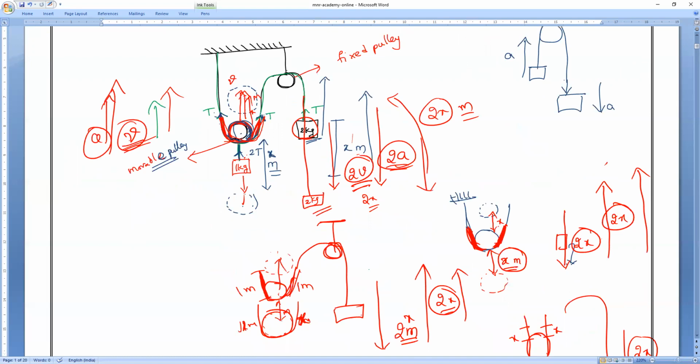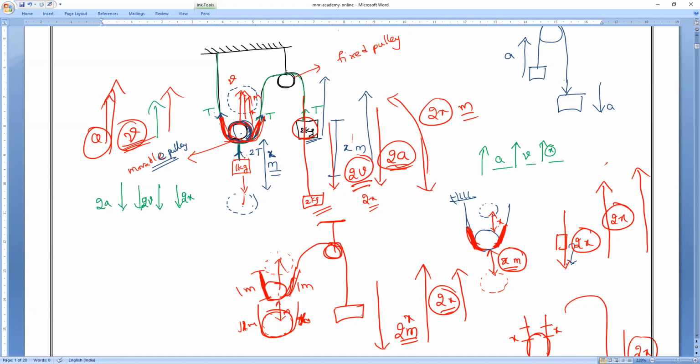Next, reverse also. If this body travels downwards, this one is going upwards. Suppose this body travels with 2A, then what is the acceleration of this body going upward? Upward direction, A. If this body travels with 2V velocity downwards, then the velocity here is V. If this body has a 2X displacement, then the displacement upward is X. Clear?